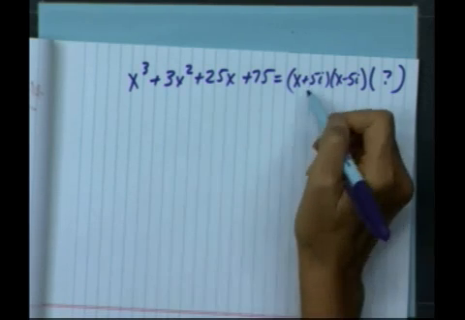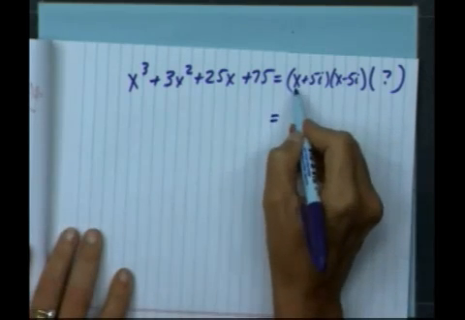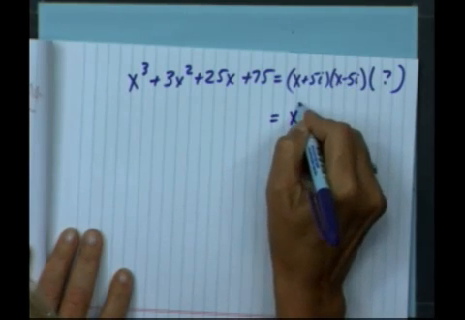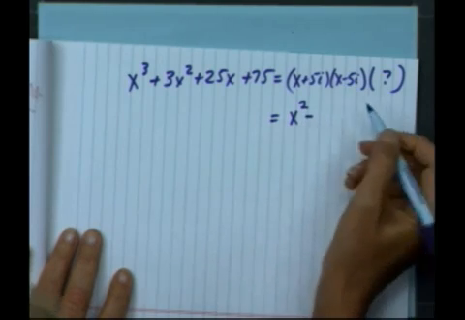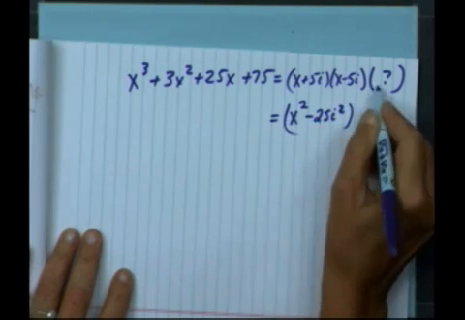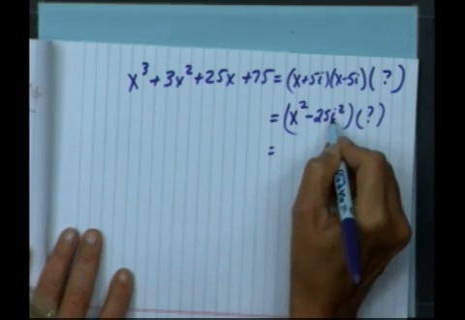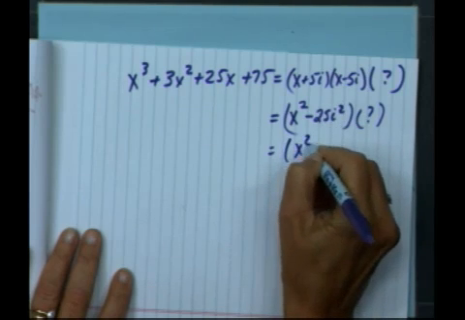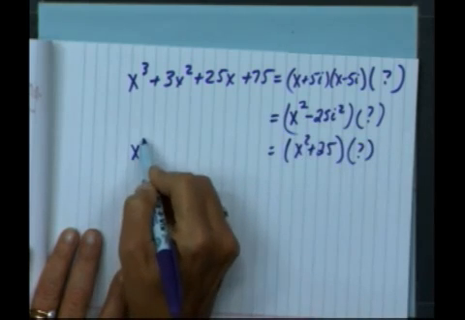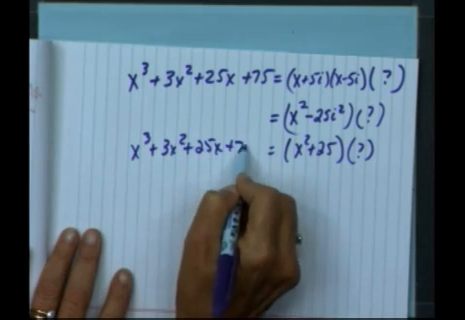Multiply it. Want to multiply this out? All right, let's do that. So if you multiply x plus 5i times x minus 5i, you're going to get x squared minus what? 25i squared, and we got that times that little question mark there. And i squared is negative 1, so negative 1 times negative 25, so we got x squared plus 25 times the question mark is equal to x cubed plus 3x squared plus 25x plus 75.